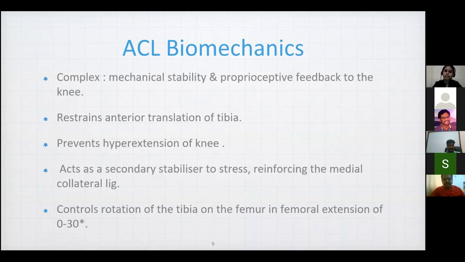Let us see the biomechanics. It is a complex structure. The ACL's function is mechanical stability and proprioceptive feedback to the knee. It restrains the anterior translation of the tibia, prevents hyperextension of the knee, and acts as a secondary stabilizer to valgus stress, reinforcing the medial collateral ligament. So, along with meniscal injury, medial collateral ligament injuries are also associated with ACL injuries. It controls the rotation of the tibia on the femur in knee flexion of 0 to 30 degrees.